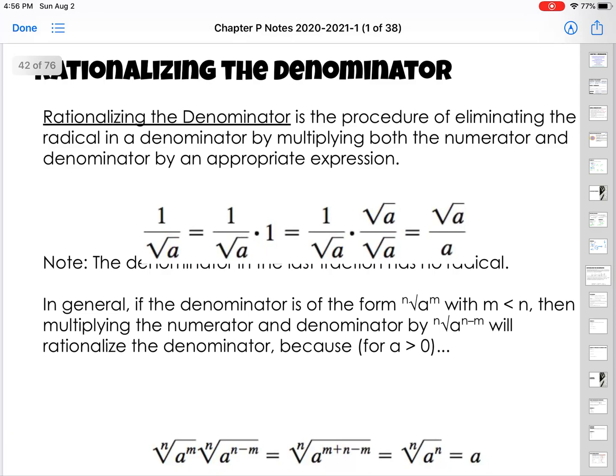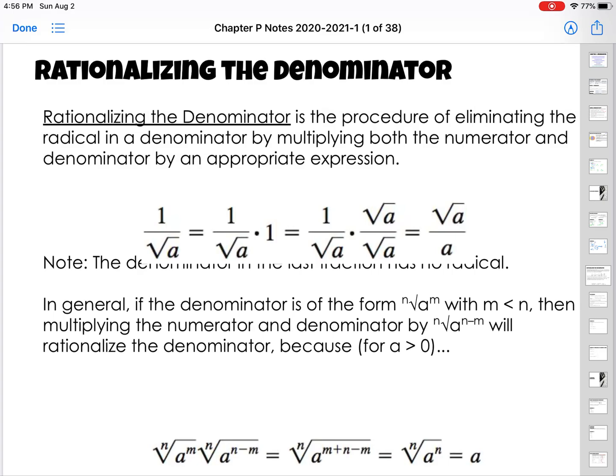Sometimes we're asked to rationalize the denominator. So when we are asked to simplify, most of the time what we mean is we do not want to see a square root in the denominator or a cube root, fourth root, whatever root. We don't want to see a radical symbol in the denominator.